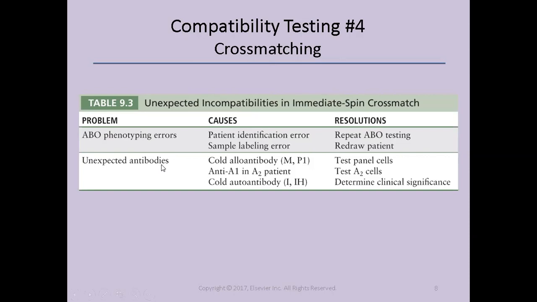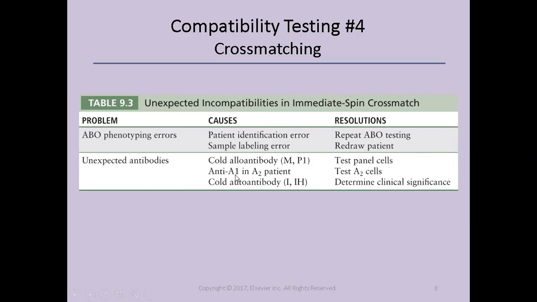Unexpected antibodies. Okay, so unexpected antibodies in our recipient can also cause some incompatibilities in immediate spin cross-matching. So let's think. What types of antibodies react best at immediate spin? Room temperature, cold, IgM, right? So if they have an alloantibody that's class IgM, like an anti-M or an anti-P1, or I could say anti-N, right? It's going to show up there. If we find an unexpected antibody showing up here, we'd have to try to find out what it is, okay?